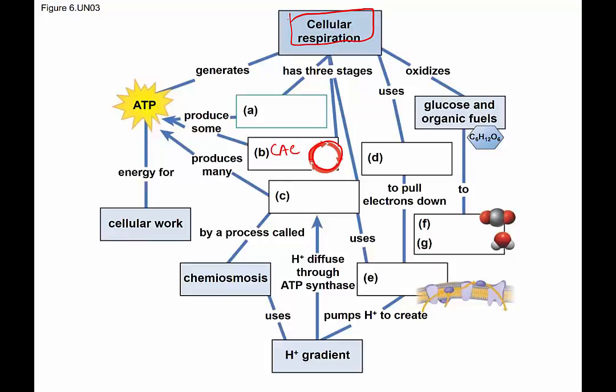There's also some sort of process that produces some amount of ATP, so not a lot. And that process we know is glycolysis. So both the citric acid cycle and glycolysis produce some ATP, but definitely not as much as this one here, which produces many. So we only know one process that produces a lot of ATP, and that's oxidative phosphorylation.